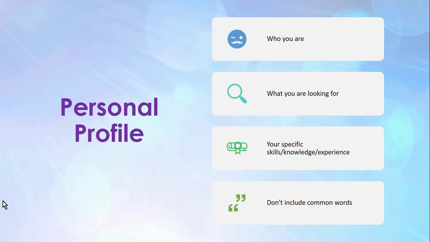And in this, try not to include common words. Many people in their personal profiles include things like that they're trustworthy, that they're hardworking, etc. But that doesn't make you stand out because these are so commonly included. So think about what skills, what knowledge and what experience is specific to you. And that's what you include in your personal profile. And remember that your personal profile should only be a couple of sentences.